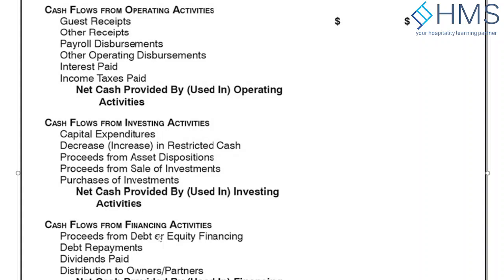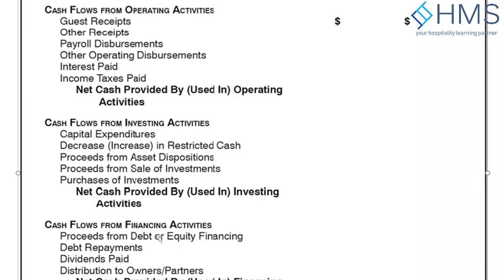Now, preparing the cash flow from investing activities and financing activities is the same for both methods. There is no difference between the direct method and the indirect method. Only the cash flow from operating activities differs, and there you have two ways of preparing it.